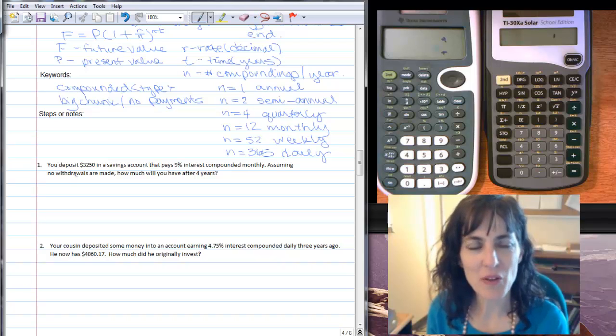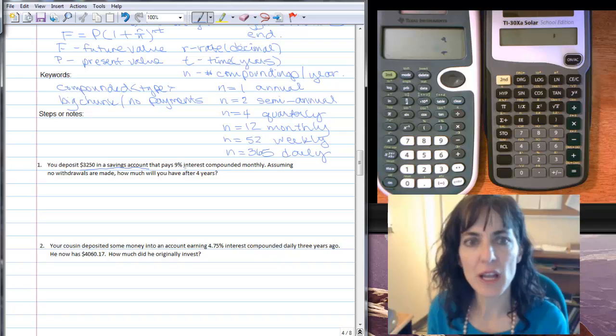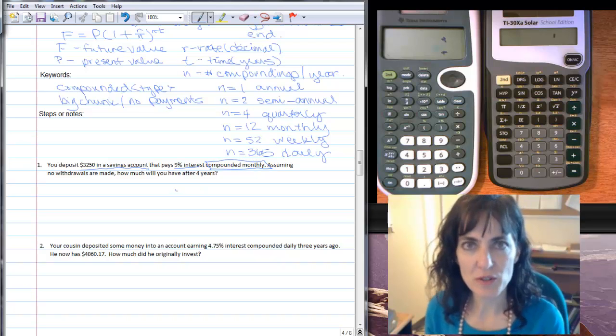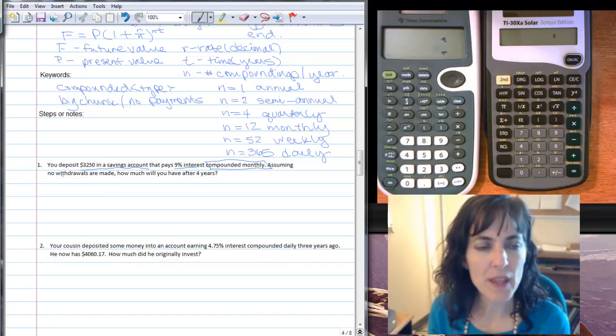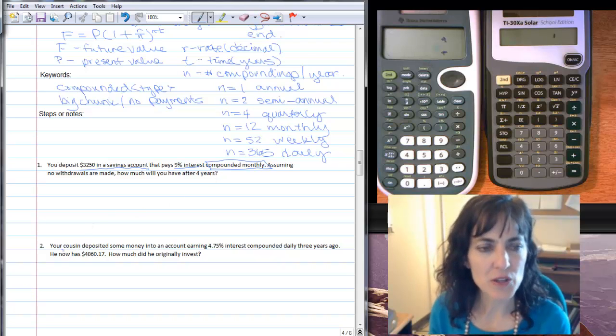I'll see if I can pick the harder one. You deposit $3,250 in a savings account, and you see how you're putting a big chunk of money in your account, and it's getting 9% interest, and here's the keywords, compounded monthly, that are telling you that you need to use the general compounding formula. And assuming no withdrawals are made, how much will you have after 4 years? That one sounds pretty straightforward. Let's look at the next one.